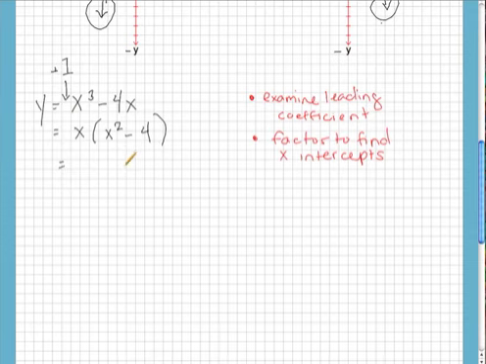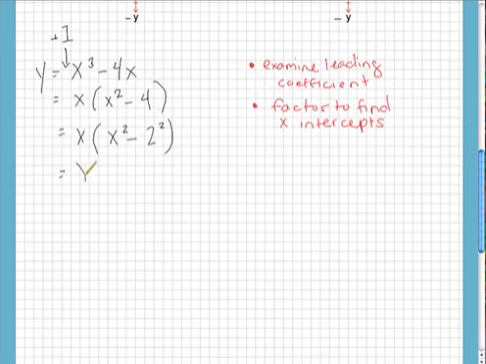We can, utilizing a special technique, because this is a difference of squares. You may have heard that before. Let's rewrite this as a difference of squares, meaning both of these will have squares next to them. So x squared minus 4 is the same as saying x squared minus 2 squared.